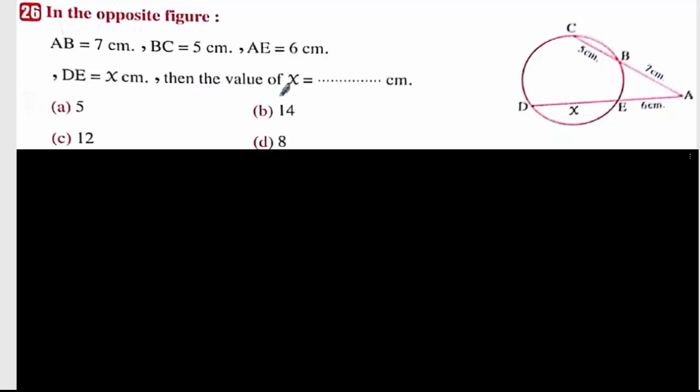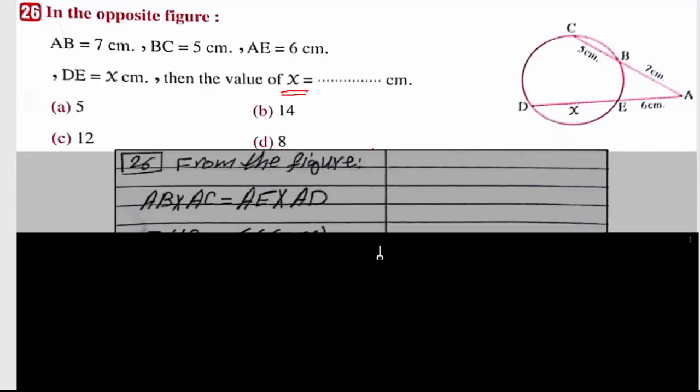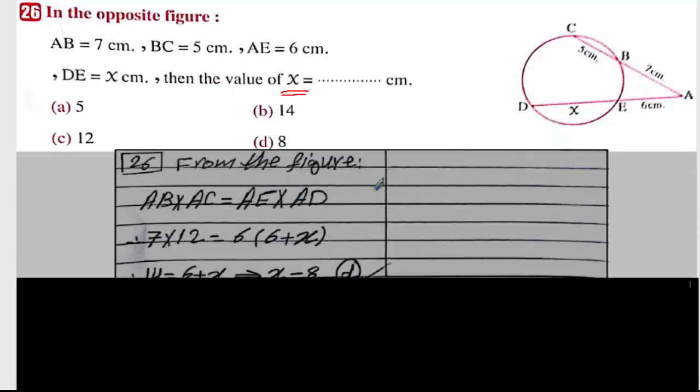So the required here is to find the value of X. From the given figure here we have AB multiply AC equals AE multiply AD.